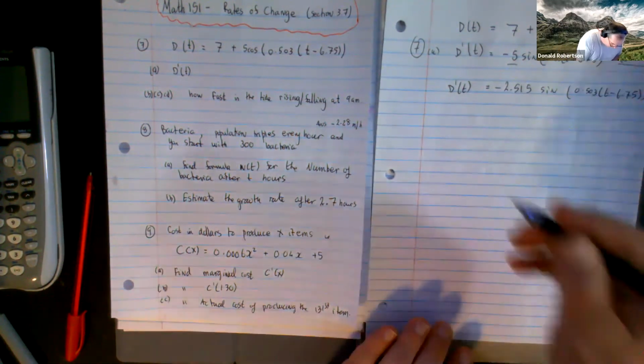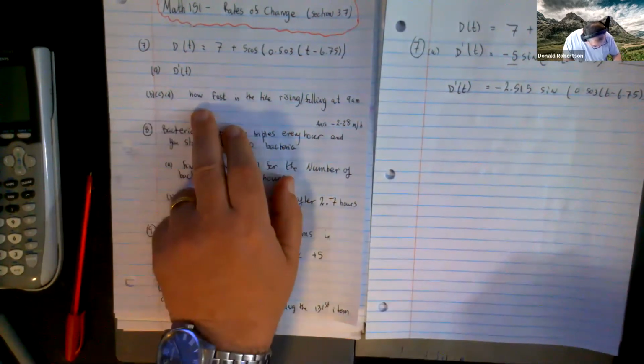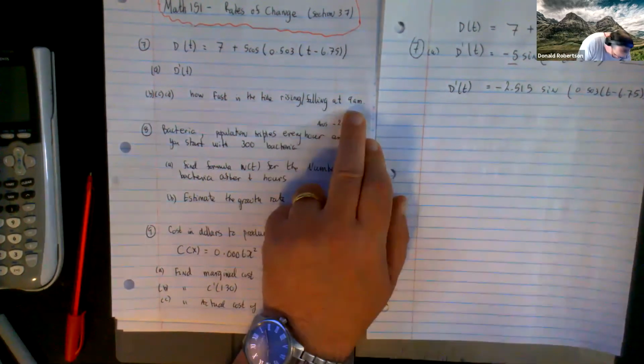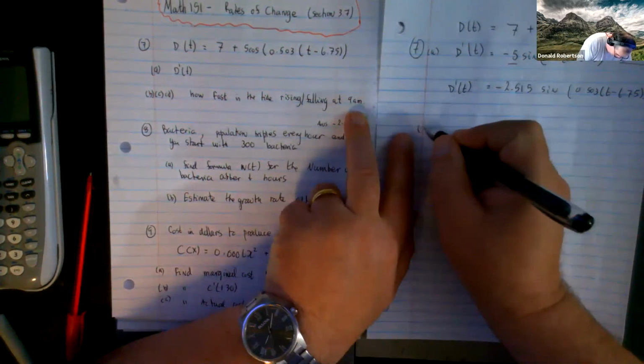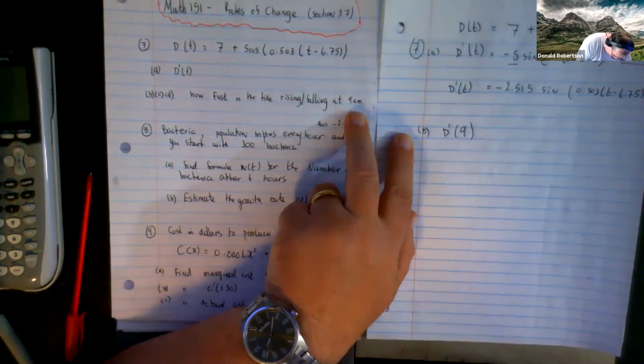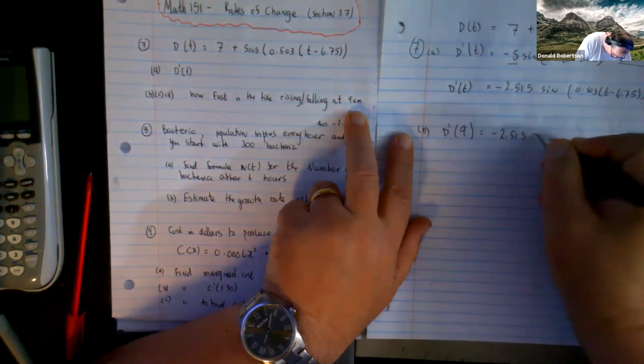Then there's a whole load of questions that come after that, B, C, and D, and they ask you how fast the tide is rising or falling at, let's say, 9 a.m. So if I want to find out what the answer is at 9 a.m., I put 9 in here, and I get this calculation.